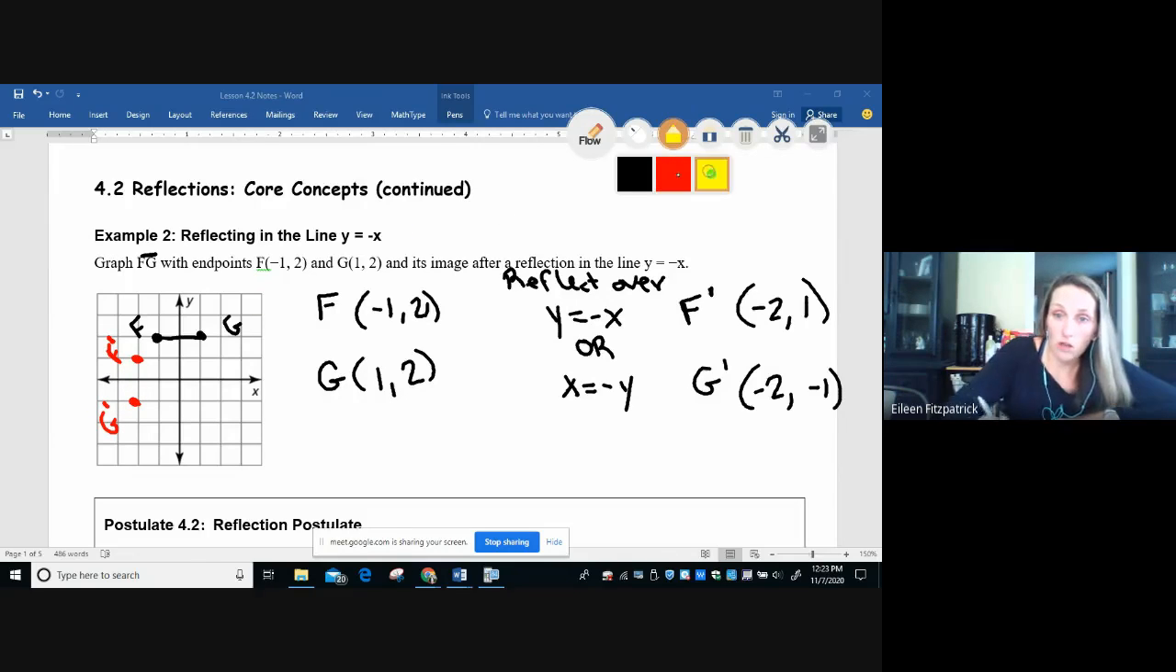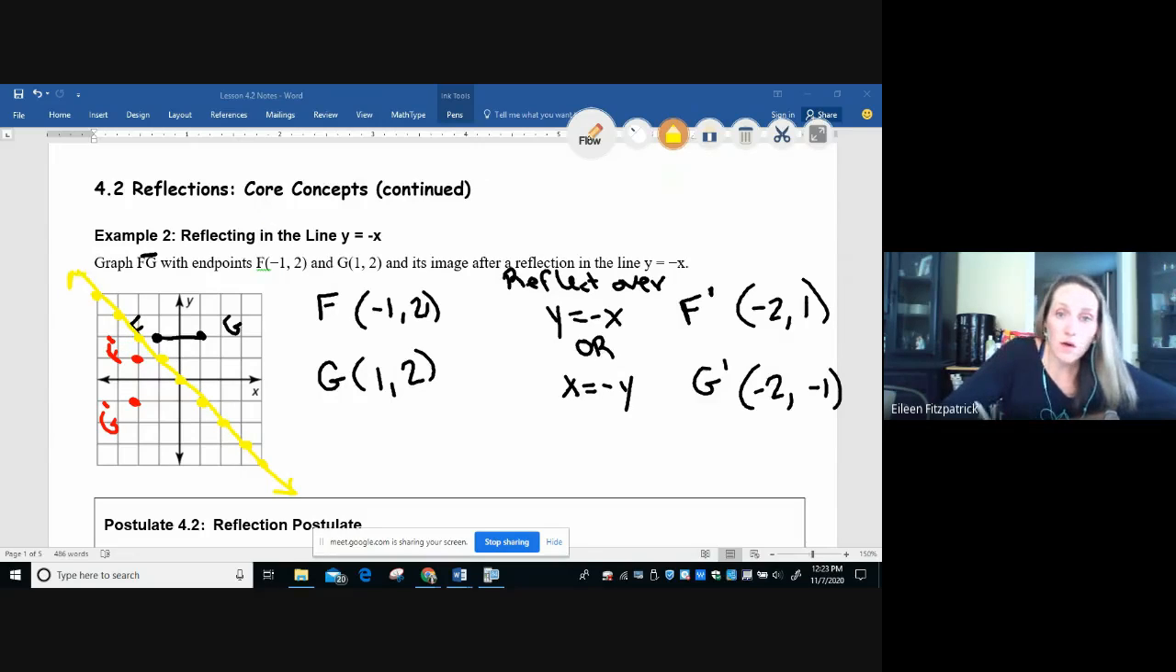I didn't draw my line of reflection. Maybe I should do that so we can talk about it. The line of reflection goes through all of the coordinates where the x and y's are opposites. So points like (1, -1), (2, -2), (3, -3), (4, -4). This is the line of reflection for this problem.